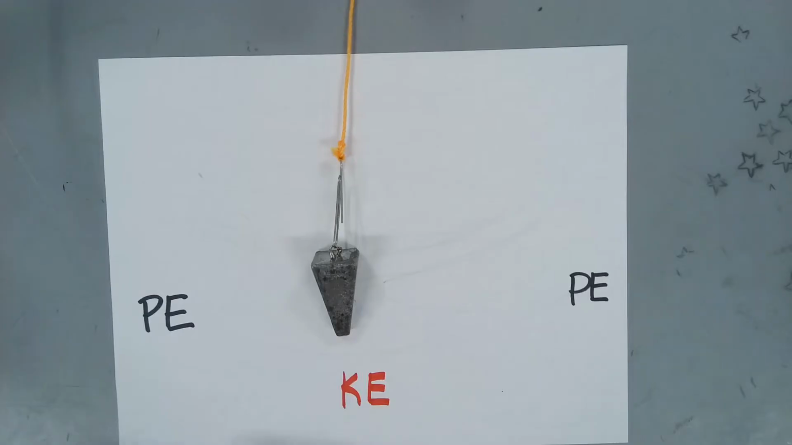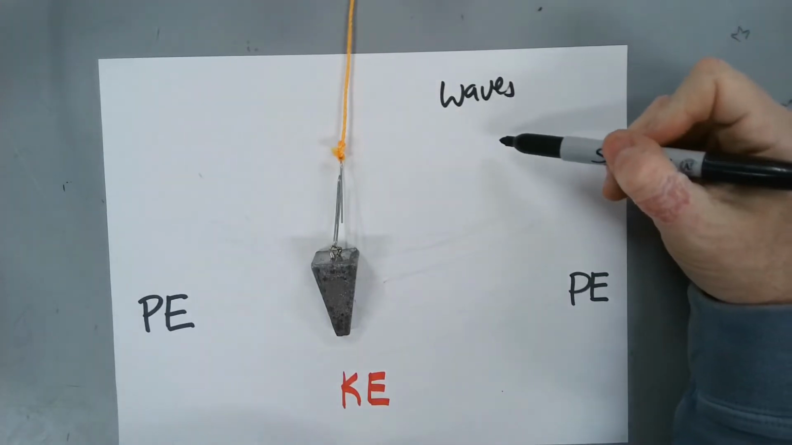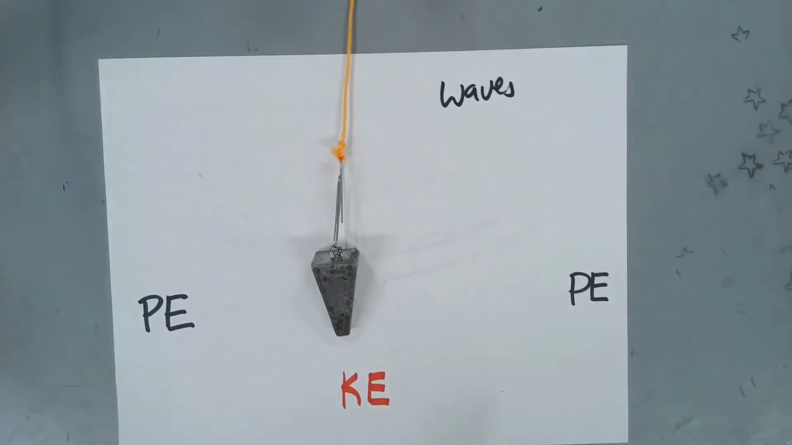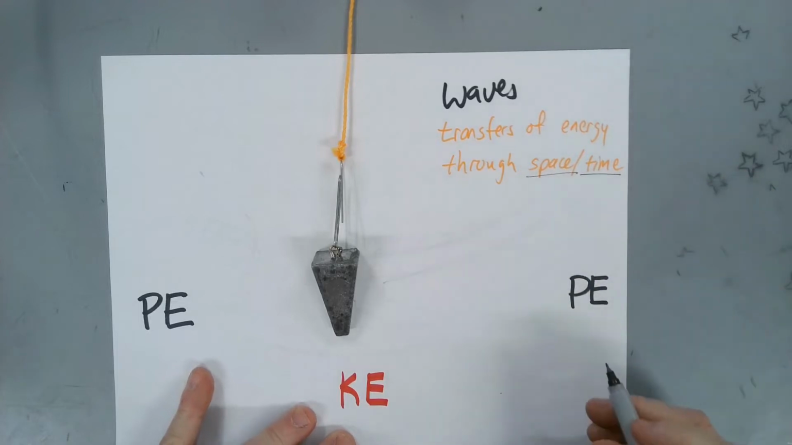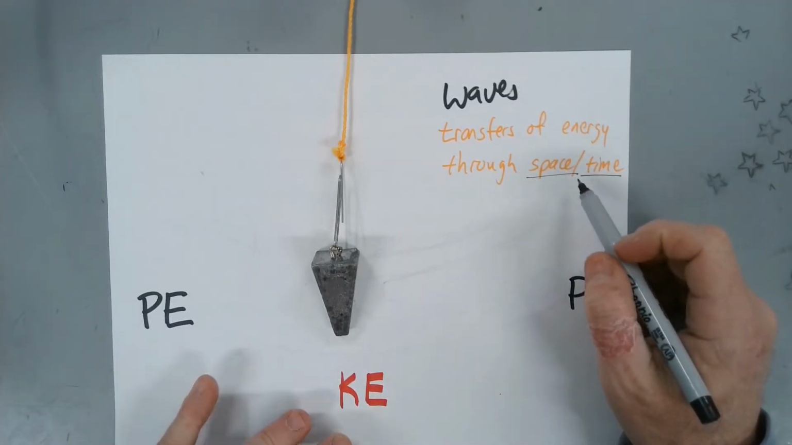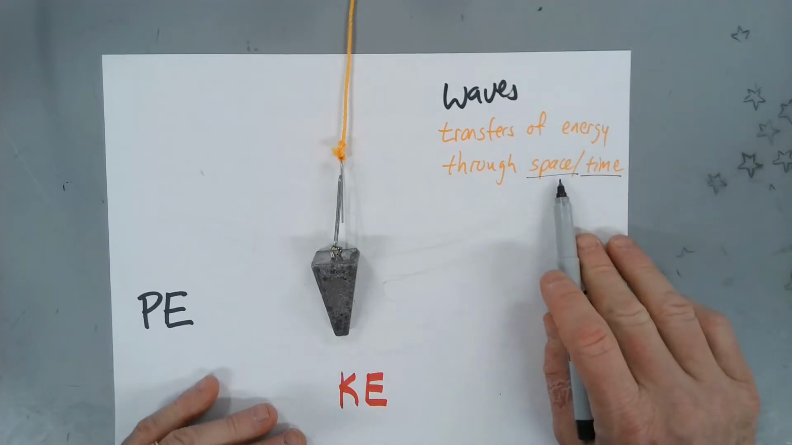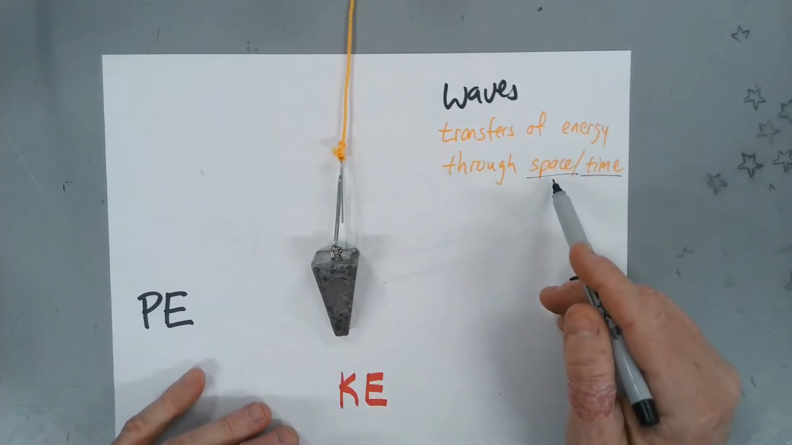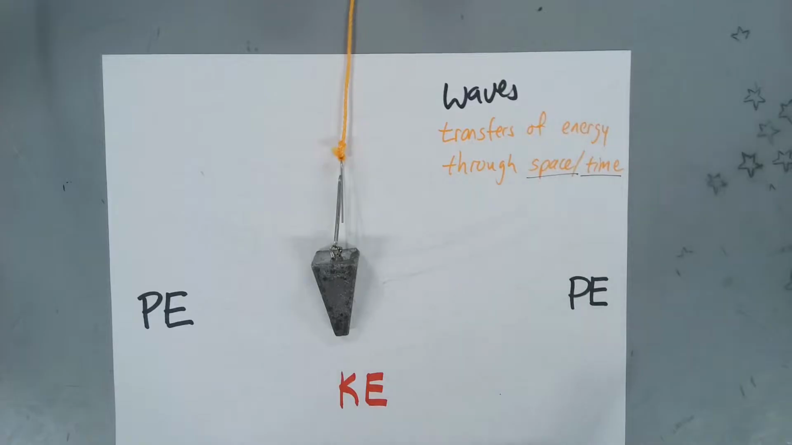So a better physics definition of what waves are is this. Waves are transfers of energy through space-time. So there's our better definition. And don't get bogged down in what space-time means. This is something we'll cover a little bit more extensively later. But for now, just realize that anything that's moving in simple harmonic motion, anything that is wiggling, does it in a certain space, and it does it for a certain amount of time.